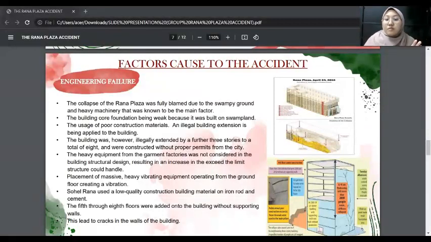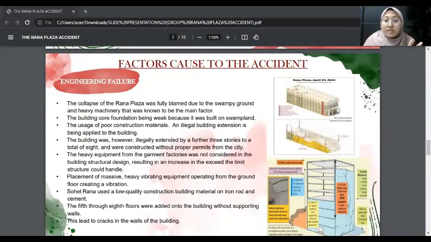For the first point, which is the Rana Plaza was built on a swampy ground, also known as fill-in pond, which is the core foundation of the building itself.